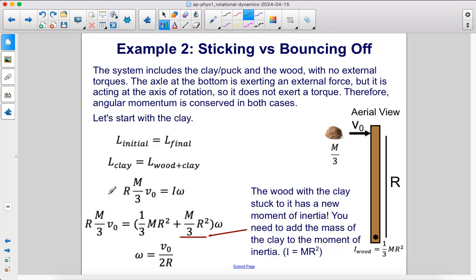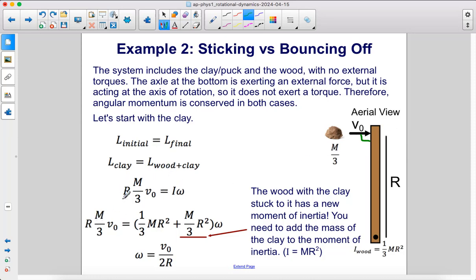As we discussed previously, an object moving in a straight line has angular momentum of rmv sine theta, but because this is a perpendicular angle, that sine theta goes away. Now, r is the distance, capital R. The mass of the clay is m over 3, and the initial velocity we're calling v naught. Over here, we now have a rotating object that has angular momentum. Since it's a rotating object, we just use I omega.